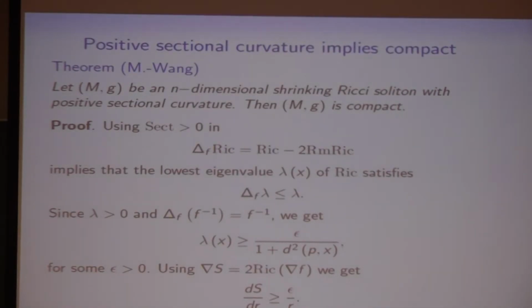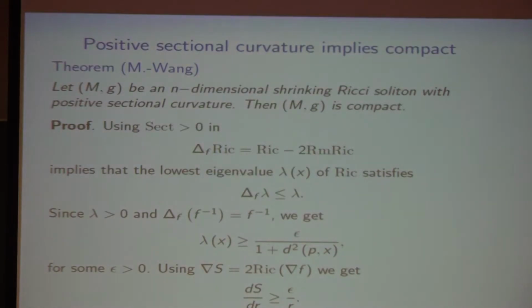This was the result. Perelman proved it in dimension 3. Perelman proved it if it's non-collapsed with bounded curvature, and then Naber generalized it to dimension 4 if the curvature operator is bounded and non-negative. So our result is in any dimension. It's a different kind of strategy.